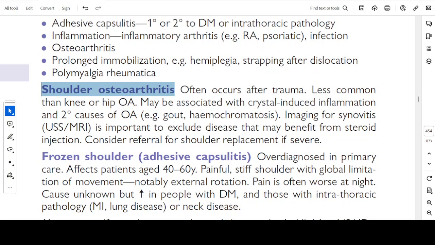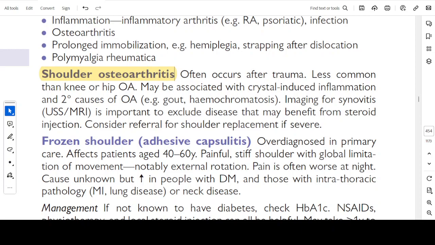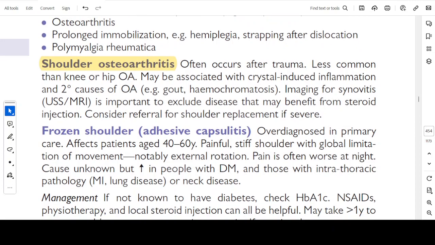Shoulder osteoarthritis often occurs after trauma, is less common than knee or hip osteoarthritis, and may be associated with crystal-induced inflammation and secondary causes of osteoarthritis like gout and hemochromatosis. Imaging for synovitis, ultrasound or MRI, is important to exclude disease that may benefit from steroid injection. Consider referral for shoulder replacement if severe.